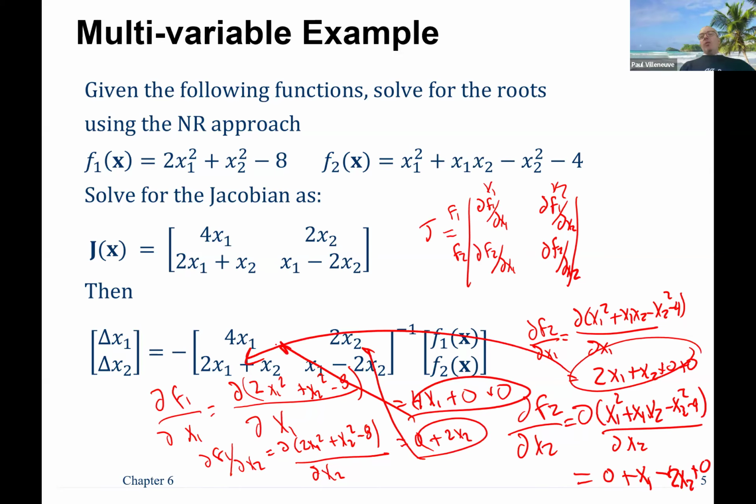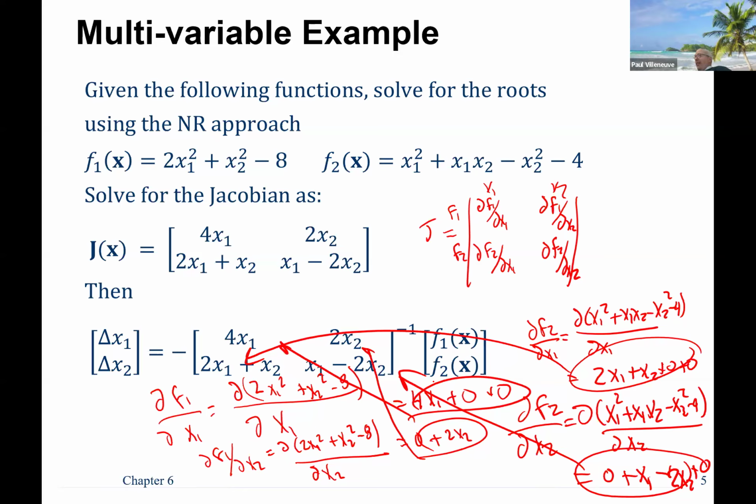This is position 2,1 and 2,2. All right, those are my partials. Anybody have any questions on how to do partial derivatives?